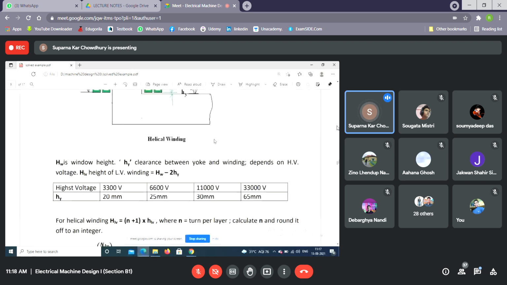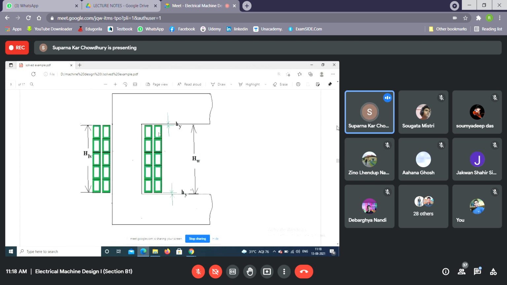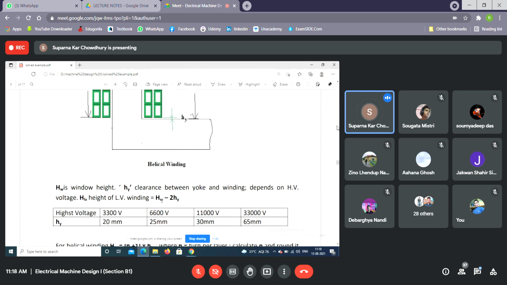So this is the standard value which is used. That is the highest HV winding voltage level for the HYY is this. So if we now know HW and HYY, then what is the height available for accommodating the winding? So winding height, if we consider this is capital HLV, that is equal to height of the window minus 2HY.